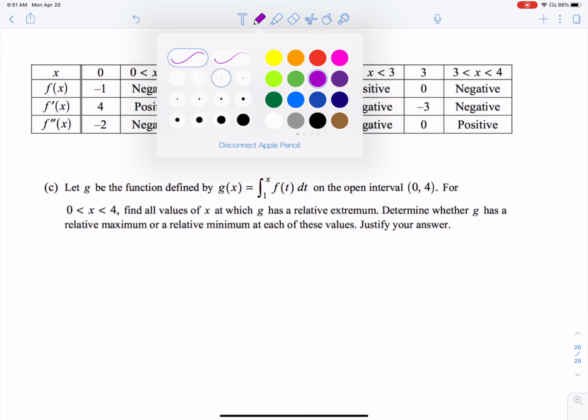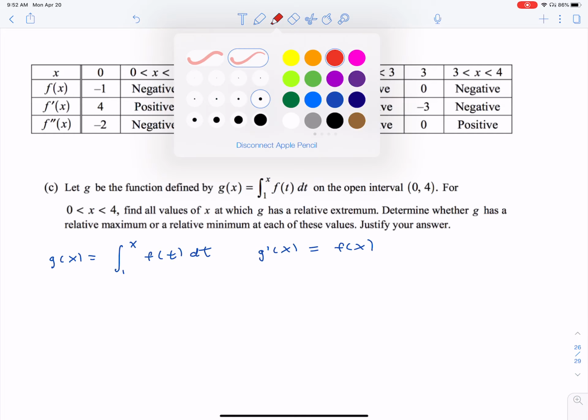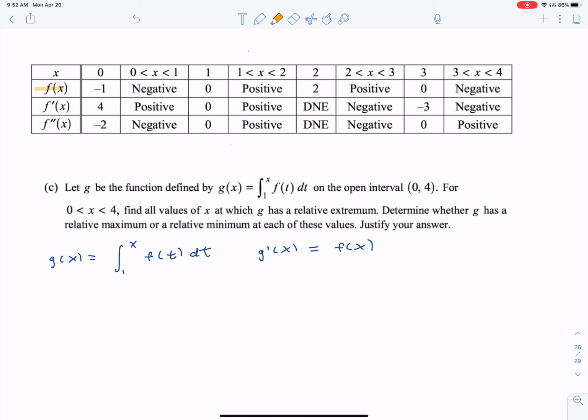So we're told that g of x equals this. And of course, because we are going to look for extrema, I've got to take the derivative. So g prime of x is going to be equal, by the second fundamental theorem of calculus, to f of x. Now I'm going to be looking at, let's highlight it in orange, this line. This is now the derivative of g. That line right there is my derivative of g.